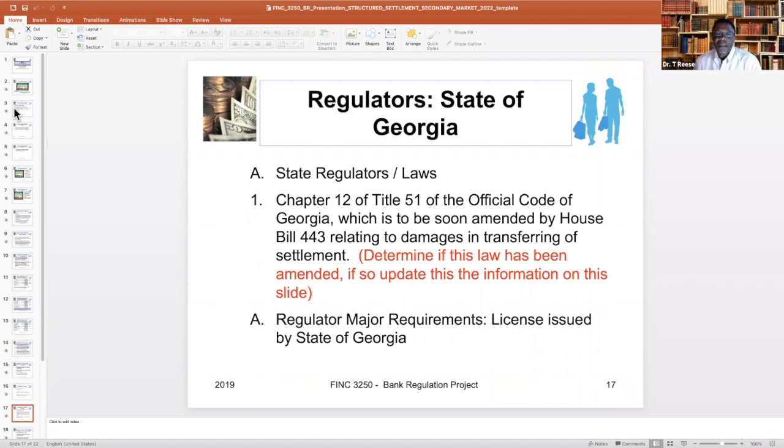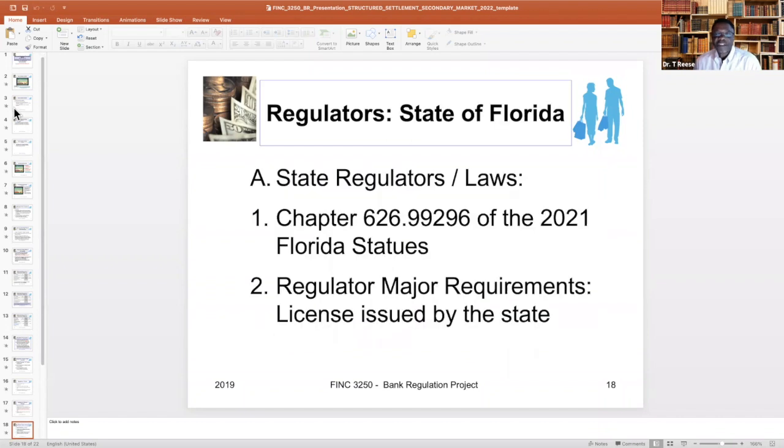State laws that apply, again, Chapter 12, Title 51. Please note that this law may have been amended already. You want to confirm if it has been amended by House Bill 443 and how that impacts the major provisions of the law. Again, in the state of Florida, since we're right on the Georgia-Florida border, you want to identify what state regulations impact this kind of activity.